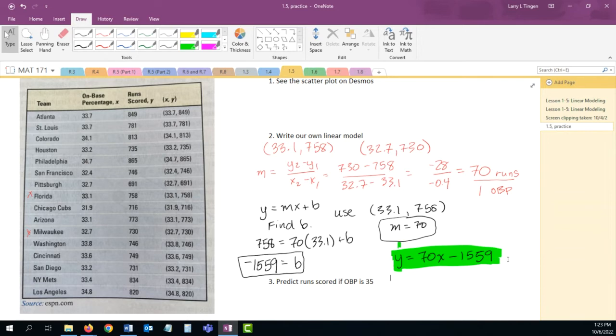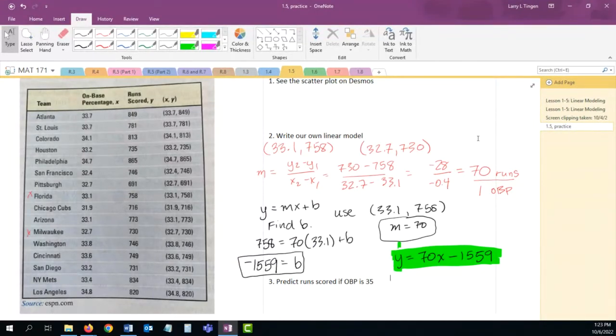So this line is useful for us, but it's only useful in my data set over here in the values around x is 30 to 35. It doesn't do me any good for x greater than 100, because you can't have an on base percentage greater than 100, and it wouldn't do me any good for negative x because it doesn't make any sense.